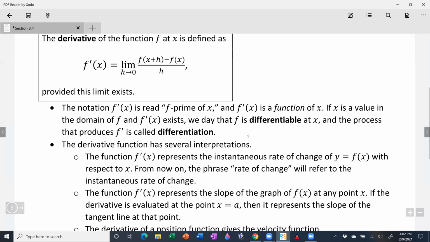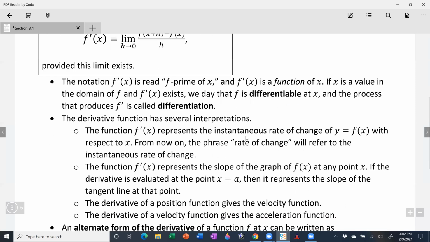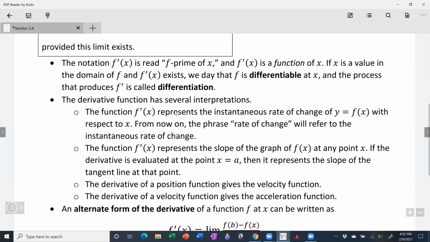Okay, so those are some definitions for the derivative. The derivative function has several important interpretations, a couple of them that we've talked about already. So the function f prime of x represents the instantaneous rate of change of the function y equals f of x with respect to the variable x. So from now on, the phrase rate of change will refer to instantaneous rate of change. Whenever you see rate of change, we're now talking about the derivative, the instantaneous rate of change.